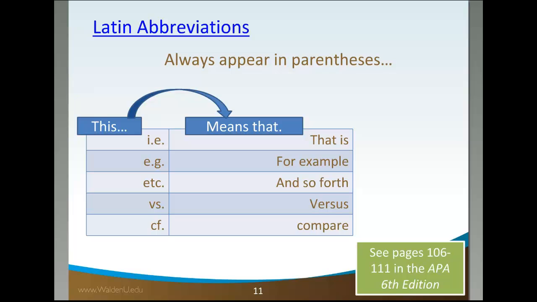The only time that you would not spell out versus is if you're citing something like a court case. But other than that, instead of saying vs period, you would want to spell out versus altogether. And a lot of this information about abbreviations, including Latin abbreviations and their English corresponding phrases, appear on pages 106 through 111 in the APA manual.